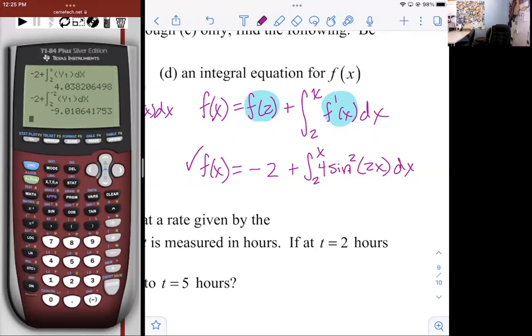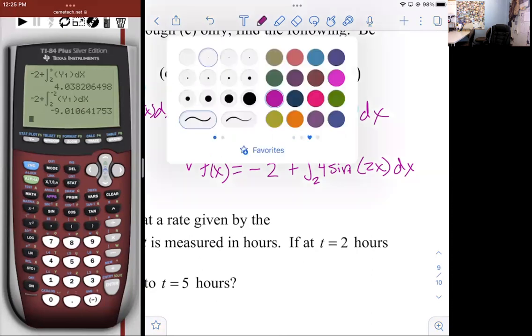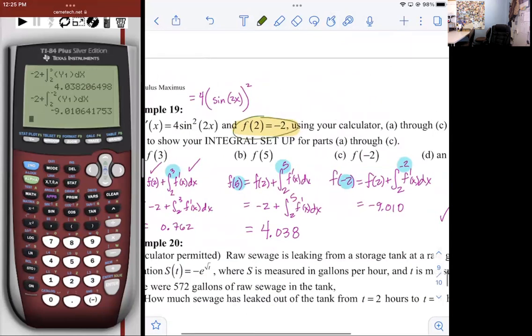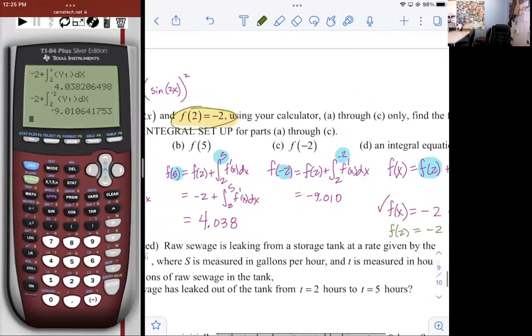Cool. What would f of 2 be, using this? Well, f of 2, yeah, good. It would be -2 plus the integral from 2 to 2, which is what? Yeah, it's 0. So it's just -2. Oh, okay, f of 2 is -2. Oh, yeah, they told me that, right? That's what they told me. But it's a good check.